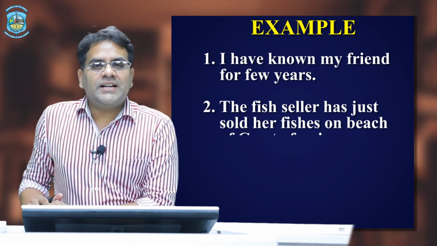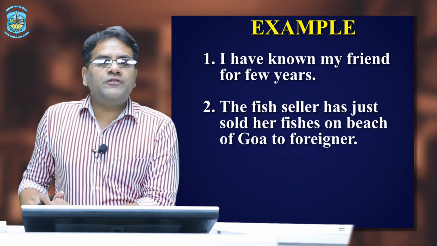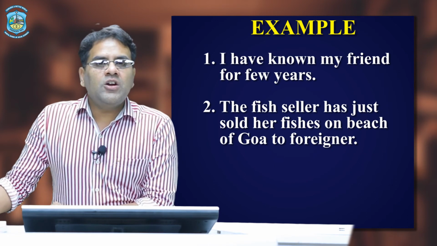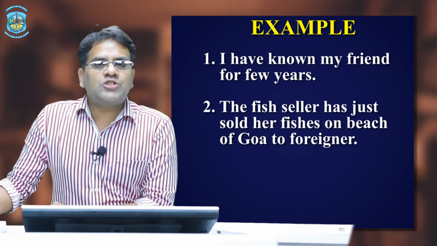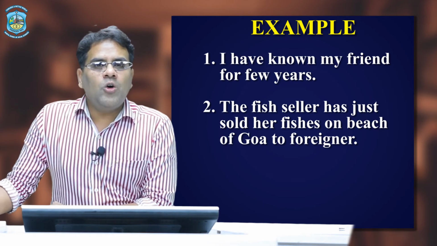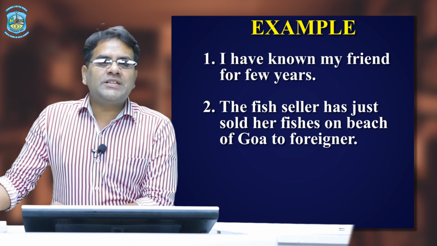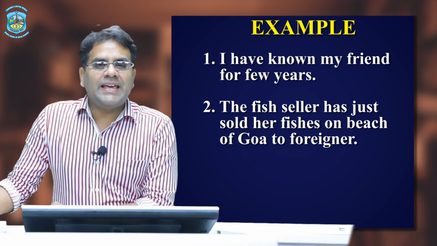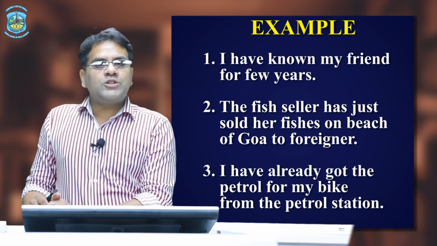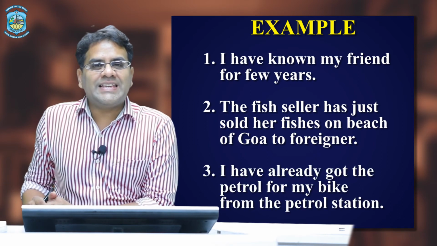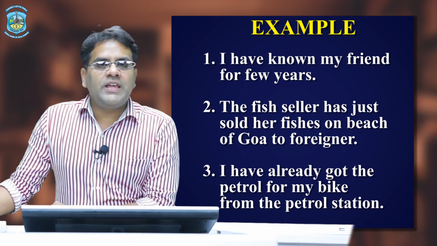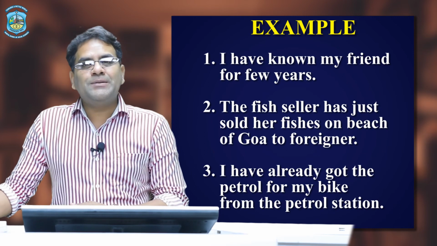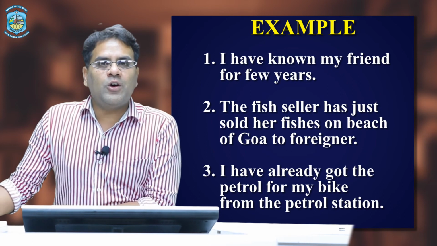The fish seller has just sold her fishes on the beach of Goa to a foreigner. Concentrate on that section, has just sold. Hope you are understanding the present perfect tense with the help of this formula. And lastly, I've already got the petrol for my bike from the petrol station. So, have already got. Concentrate on this section and you will understand the completeness of this particular formula.